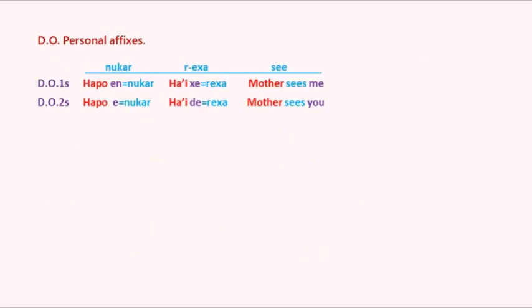Now the personal affixes for the direct object. We saw in sentence 2, hapuenukaru, haiderecha, mother sees you or mother saw you. I'm introducing the first person as well. Hapo ennukaru, haicherecha, mother sees me. So the affix for the direct object for the first person singular in Ainu is en, in Guarani che, which is me. For the second person singular in Ainu is e, in Guarani is de, in English you.